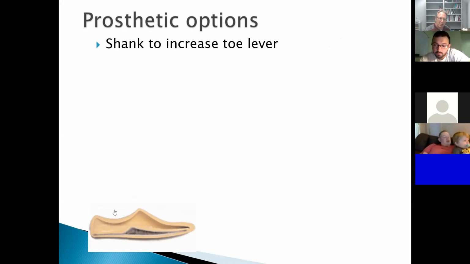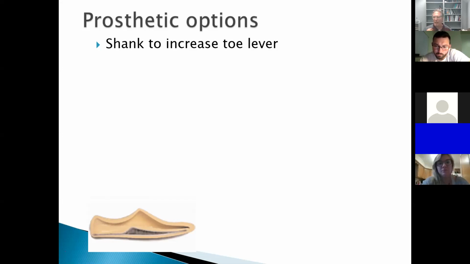Okay, so this shank that is going across the midfoot can lengthen that toe lever and give the person a more natural length by allowing them more of an increased external dorsiflexion moment, therefore an increased external knee extension moment, pushing the tibia backwards, so that they can get out over the swing leg and have an adequate step length.